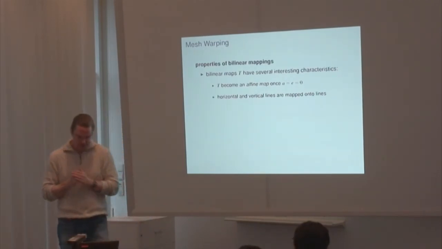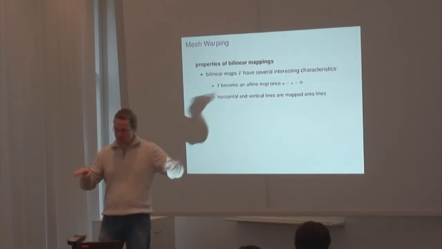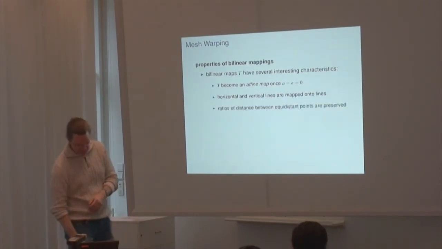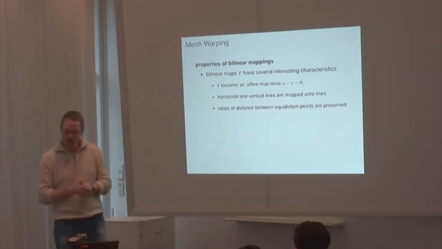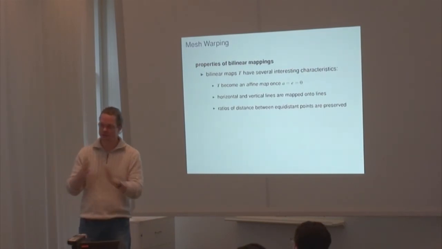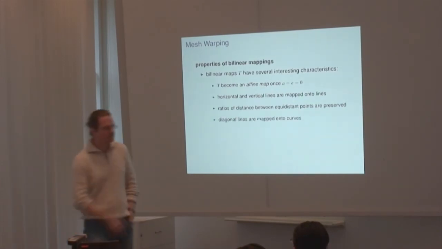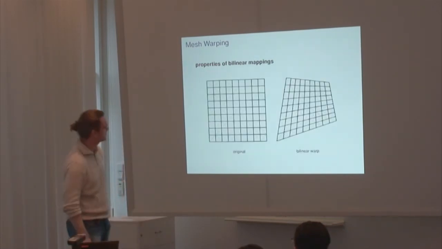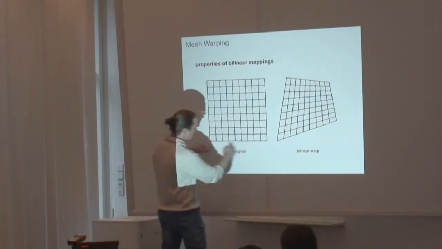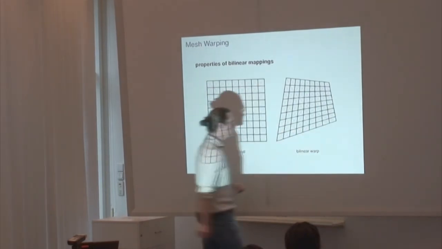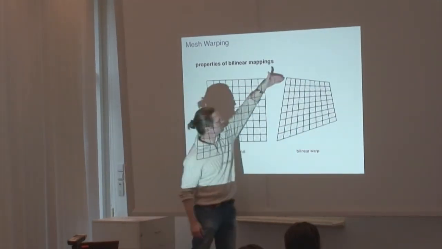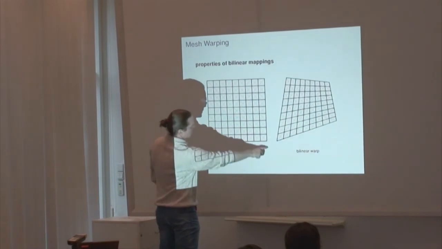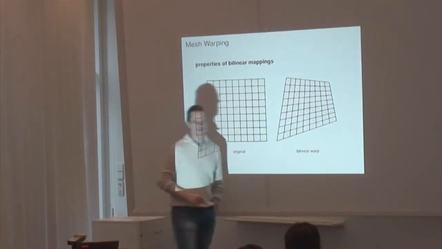Another property of this is that horizontal and vertical lines are mapped onto lines. And ratios between equidistant points remain constant. There's nothing going on with respect to ratios. Funnily enough, diagonal lines become curves. Let me see if I have a picture. Here it is. So here we have a horizontal line which is mapped to a line. Here we have a vertical line which is mapped to a line. Let's pick out some other vertical line. This one is mapped to a line. But here we have a diagonal line which is mapped to something curved.